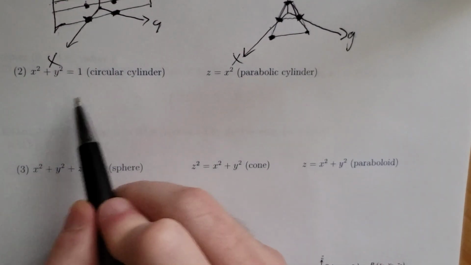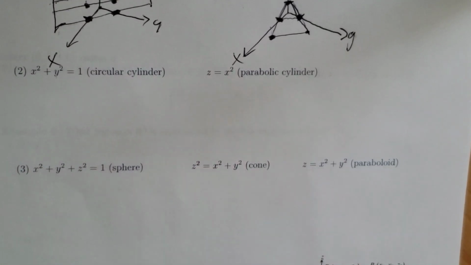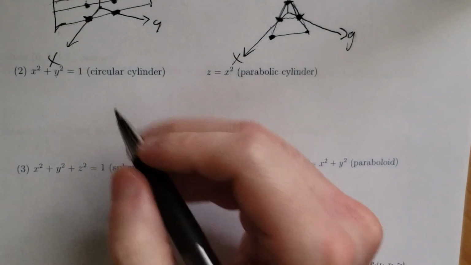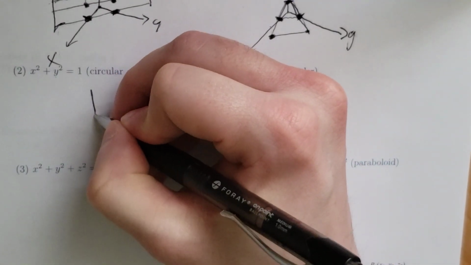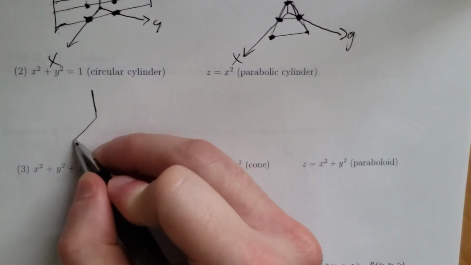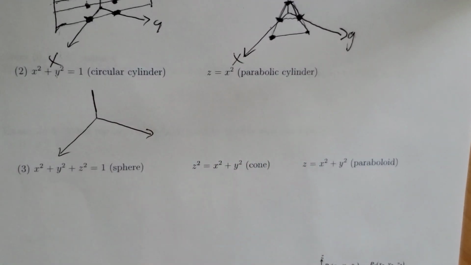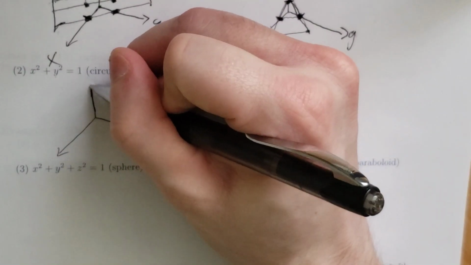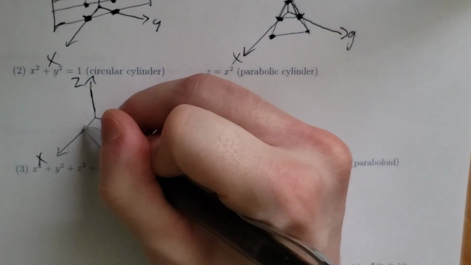All right, let's do a couple more here. X squared plus y squared is equal to 1 is a circular cylinder. In a later section, we're going to be discussing cylinders in more depth. But let's go ahead and draw a picture of these real quick. First off, x squared plus y squared is equal to 1 is a circle. So we have a circle here.